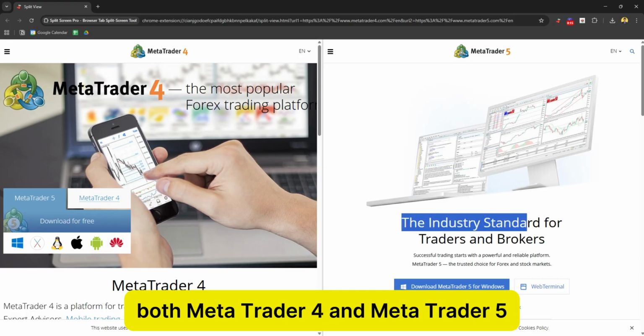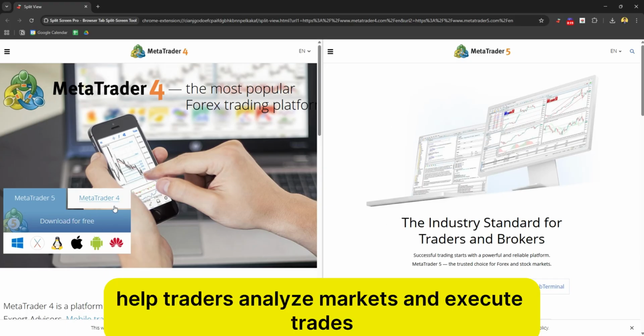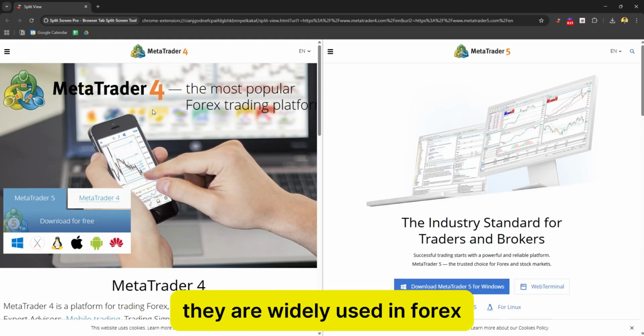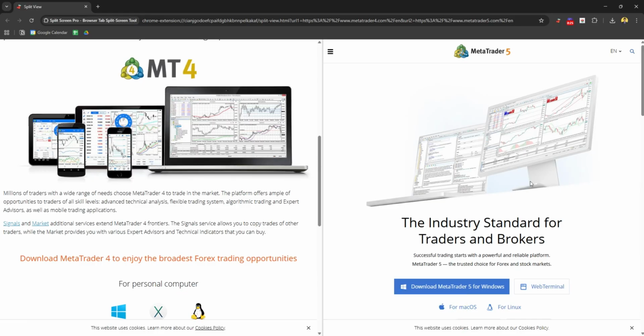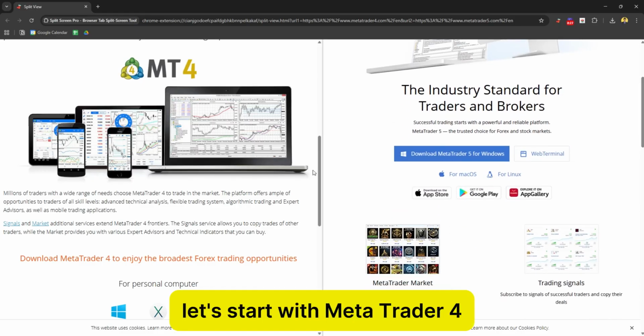Both MetaTrader 4 and MetaTrader 5 help traders analyze markets and execute trades. They are widely used in forex and other financial markets. Let's start with MetaTrader 4.